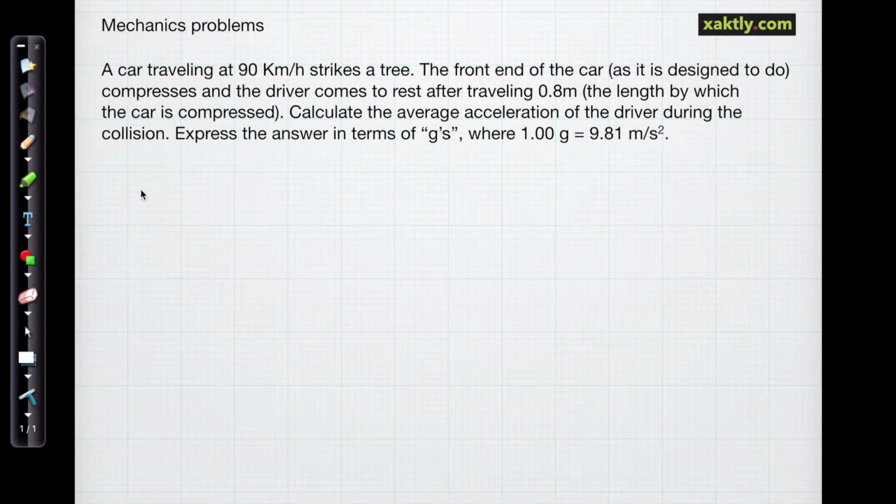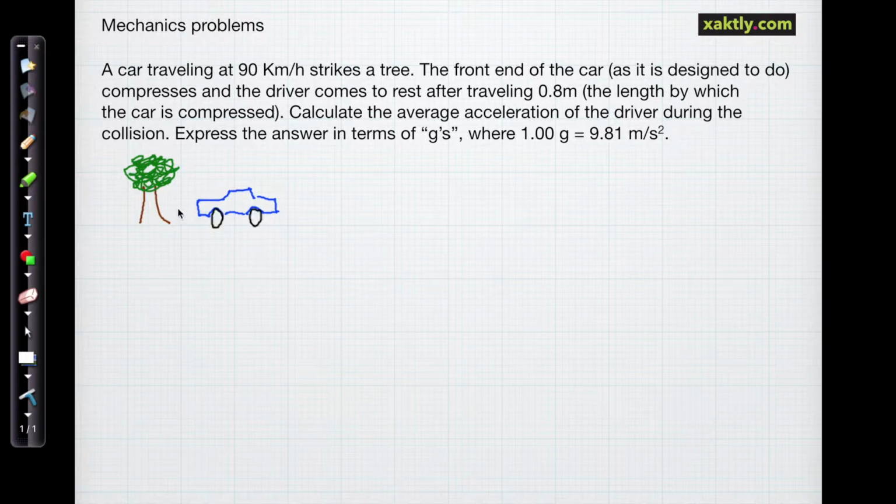In this problem, we'll start thinking about crumple zones on cars and how they might help save your life. In this problem, a car hits a tree and it decelerates by having the front end of the car crush in by about 0.8 of a meter. Here's a basic picture of what's going on.